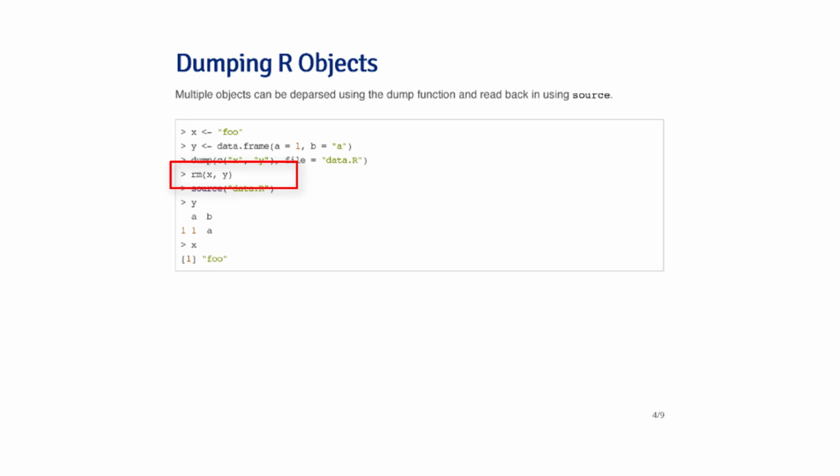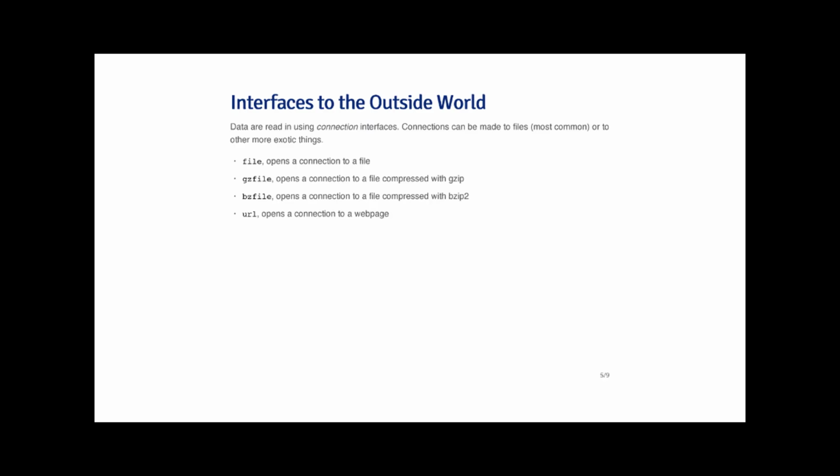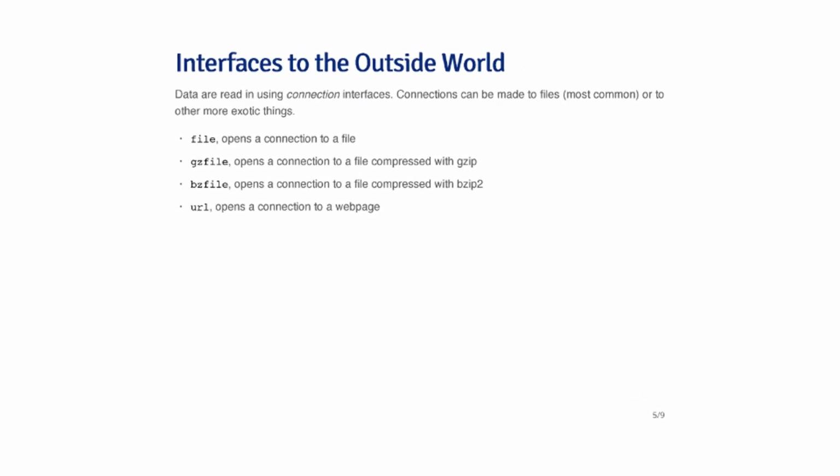But to read those objects back into R, I can call the source function on that file, and you will see that the y object and the x object have been reconstructed. So there are a variety of ways that you can interface between R and the outside world.